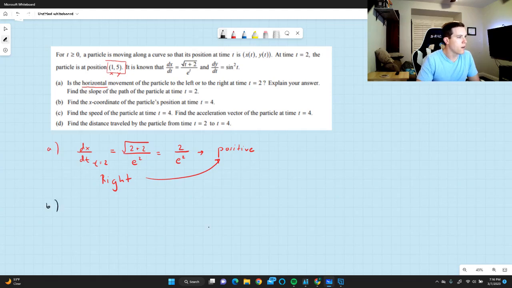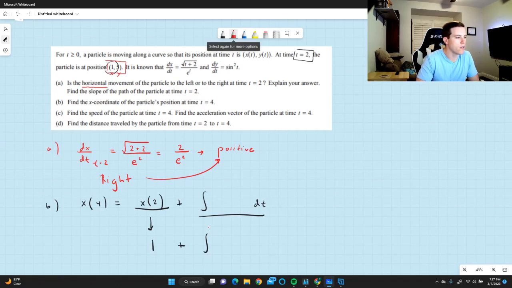B, find the x coordinate of the particle's position. Okay, so I need to find x of 4. To do that, we're going to do initial condition plus accumulation. Hooray. So what is our initial condition? We have an initial condition at t equals 2. The x position was 1. So we know x of 2 is 1, plus accumulation. Well, this works the same way we've done it the entire time.